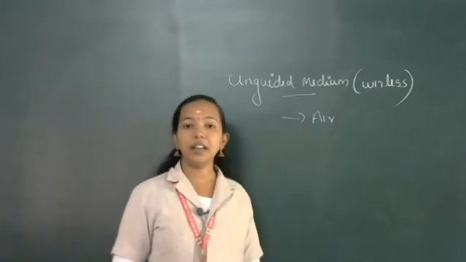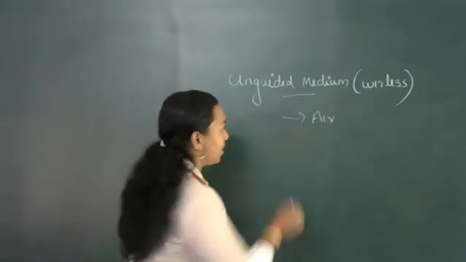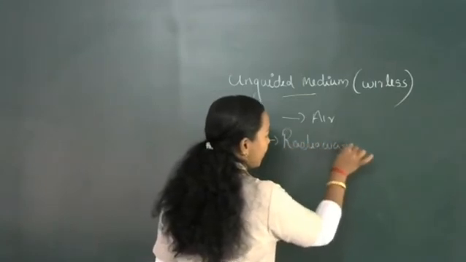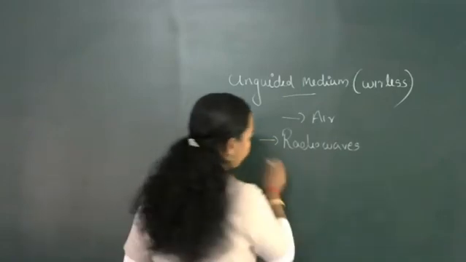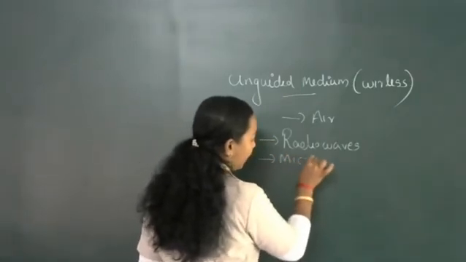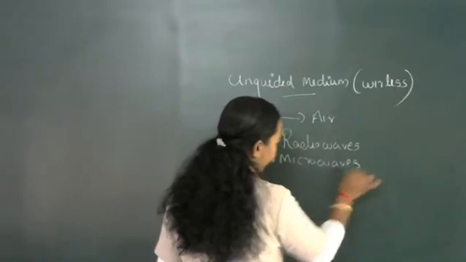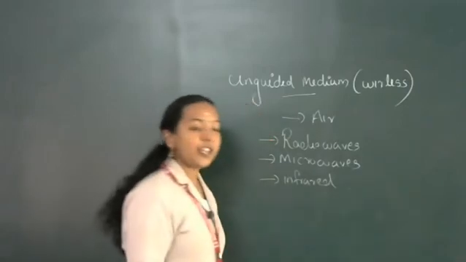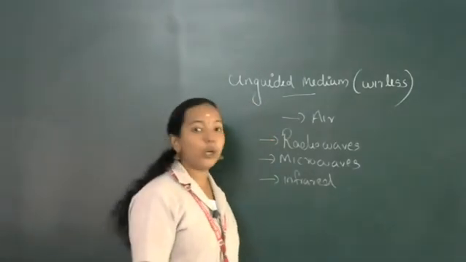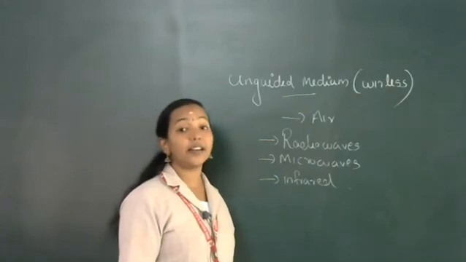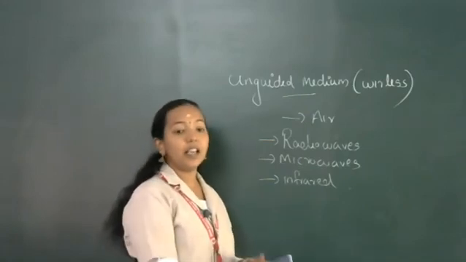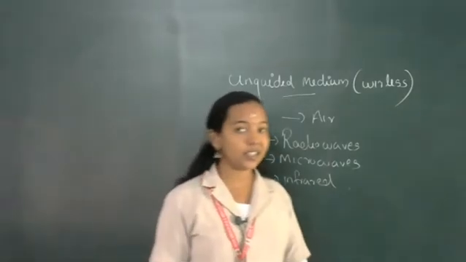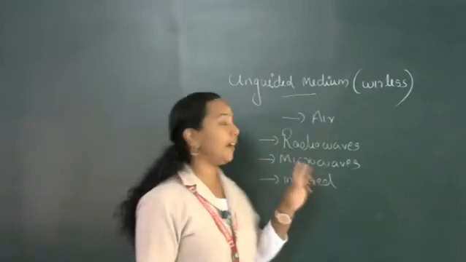Then unguided medium uses different types of waves. The first is radio waves, then the second one is microwaves, then the third one is infrared. So these are the three types of data communication that we use in unguided medium. The first one is radio waves. Radio waves work based on the frequency level. This is a commonly used unguided medium.